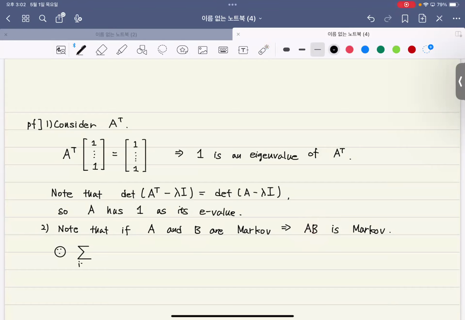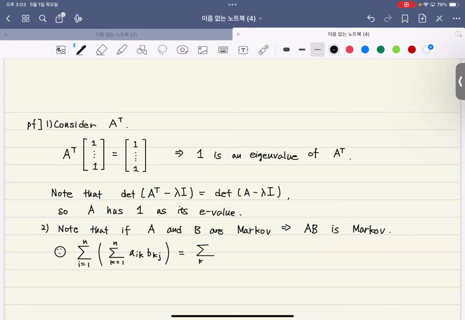So, sum of A_ik B_kj. This is the component of the j-th column of the resulting matrix AB, and I am taking the summation over i from 1 to n. Therefore, if I can show that this equals 1, then I'm sure that this is a Markov matrix. But this is a double summation.